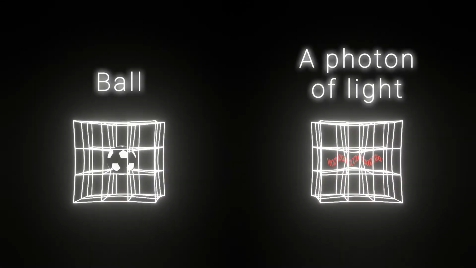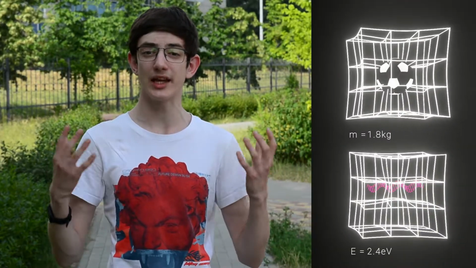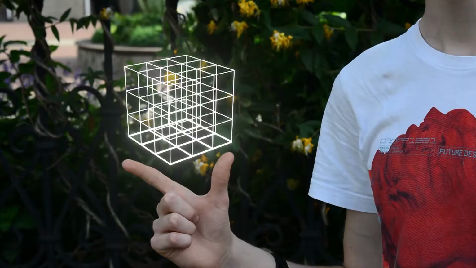To visualize this, let's imagine that there is a grid everywhere. Then every object that has mass or energy distorts it. He calls this curvature gravity, and the more energy or mass is concentrated in the area, the stronger it is. To simplify things a little bit, let's consider a grid as a plane.